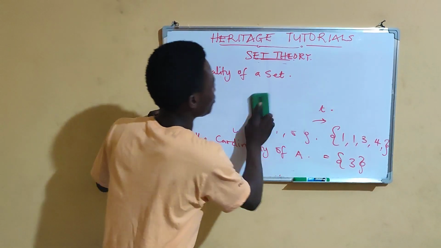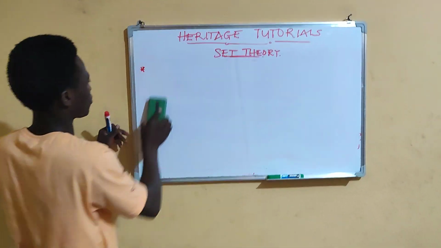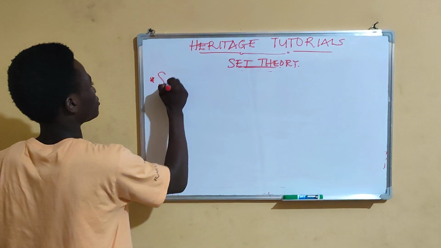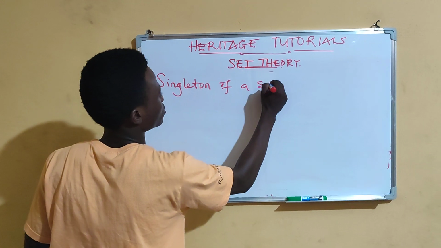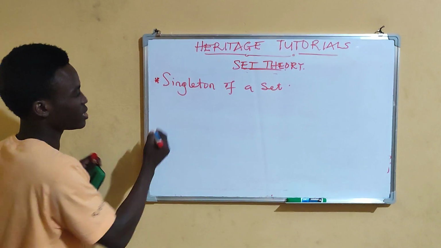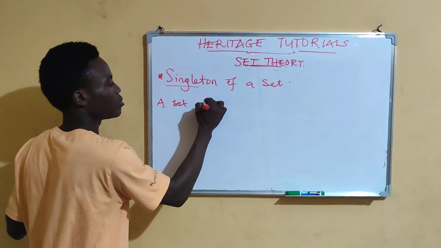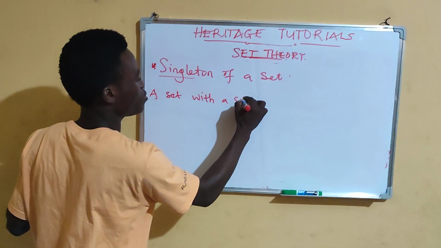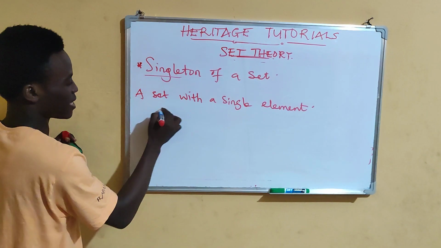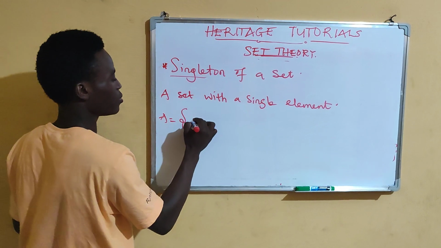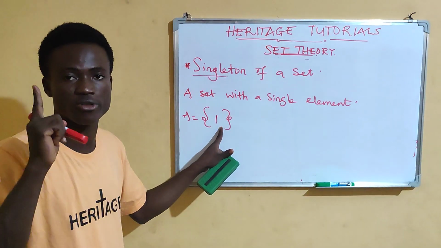So let's move to the next one. We have singleton of a set. When you talk of singleton of a set, from the word single, it means a set with a single element. In other words, if I give you set A equals 1, A is a singleton set. Why? Because it consists of just one element.